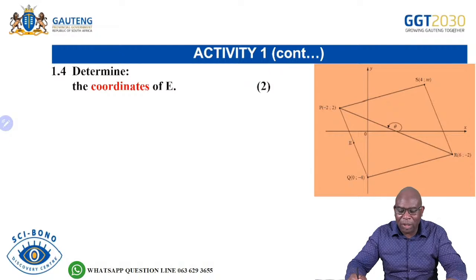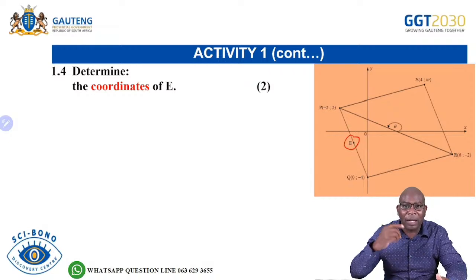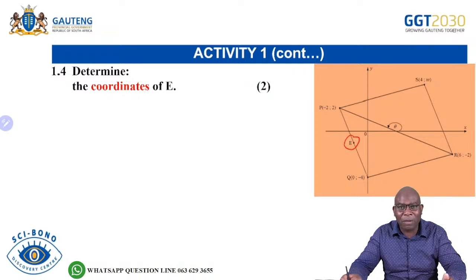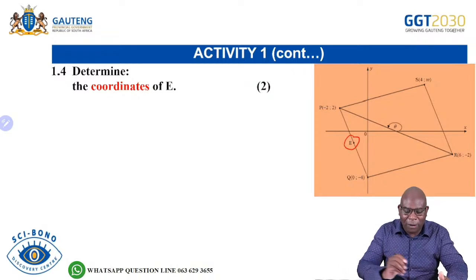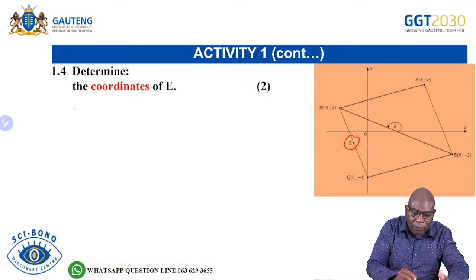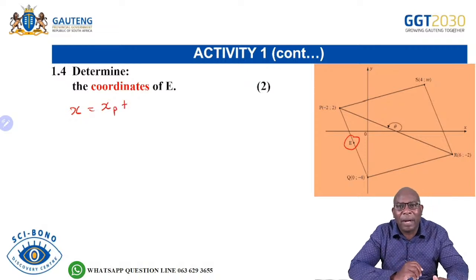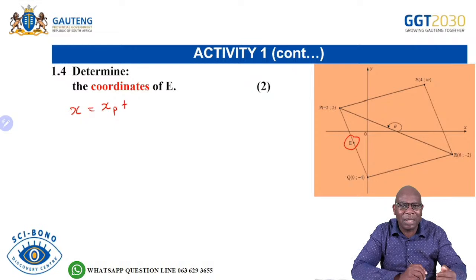Okay. Calculate the coordinates of E. What were we told there? We were told that E is the midpoint. And there's a formula for the midpoint, so you use your formula to do that. So for the x value, I'll have the x at P plus, it's not a minus. As I say, go to your formula sheet and check.